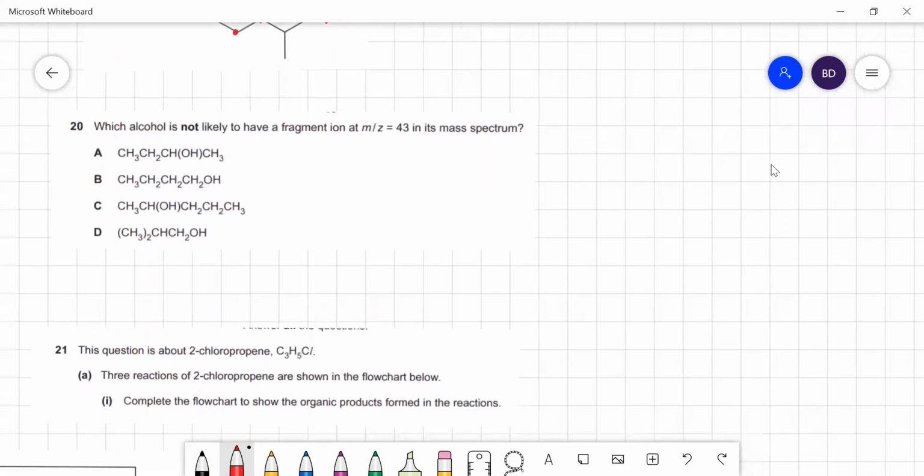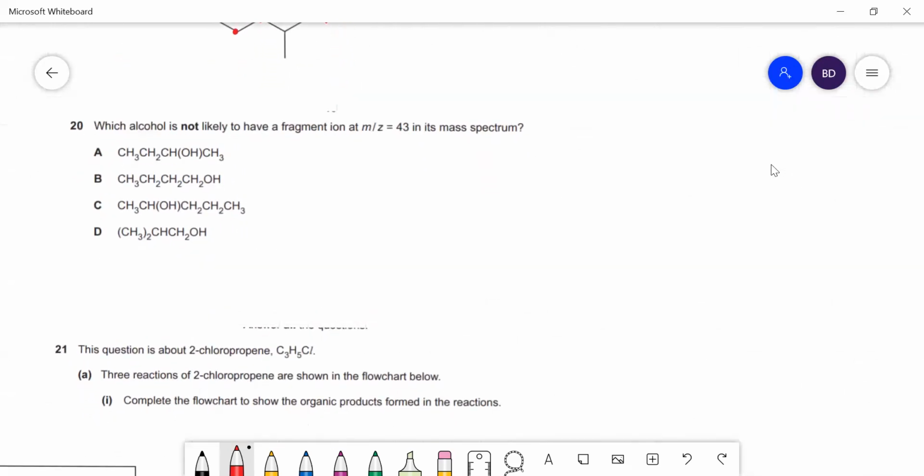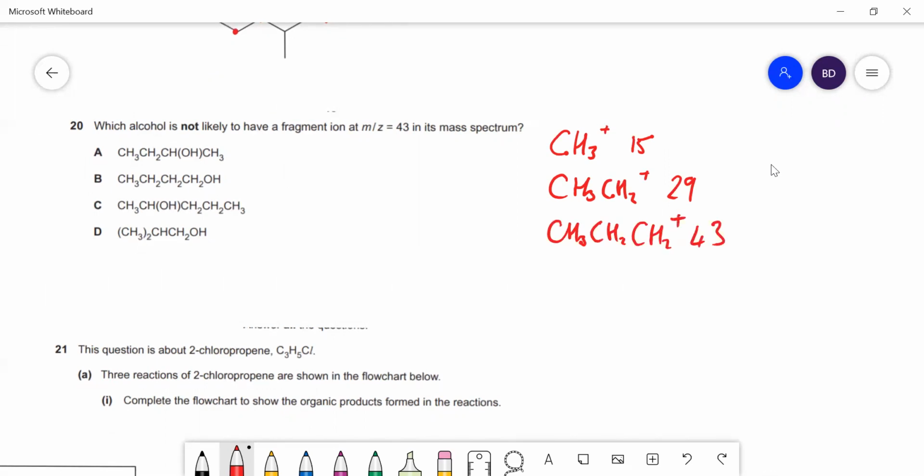Okay, which alcohol is not likely to have a fragment of m/z 43 in its spectrum? Right, now, if you know that a methyl group is 15, an ethyl, well, you've got another CH2, so that's going to be 29. A propyl group, you can see there, is going to be 43. So you can see most of those compounds would fragment with this propyl group to give you 43.